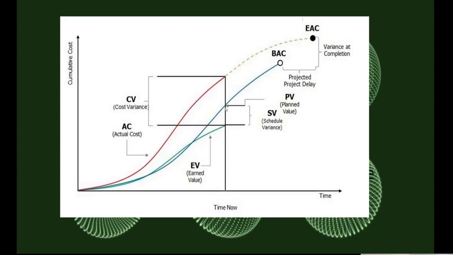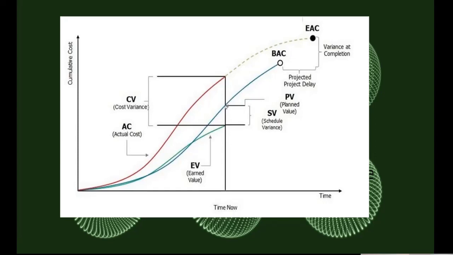And then planned value means what I expected when I start work: 50%. I need to complete 50%. But actually I earn only 30%, right? Earned value is 30%.